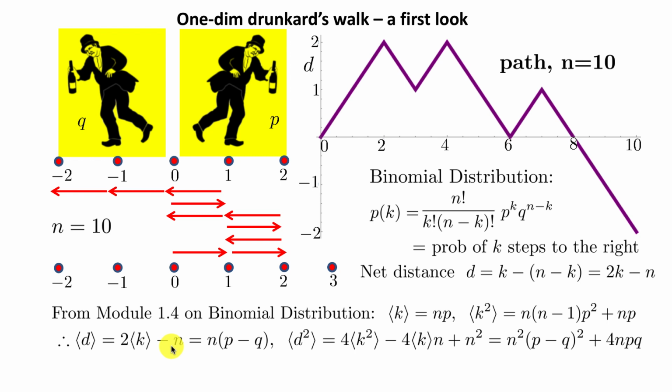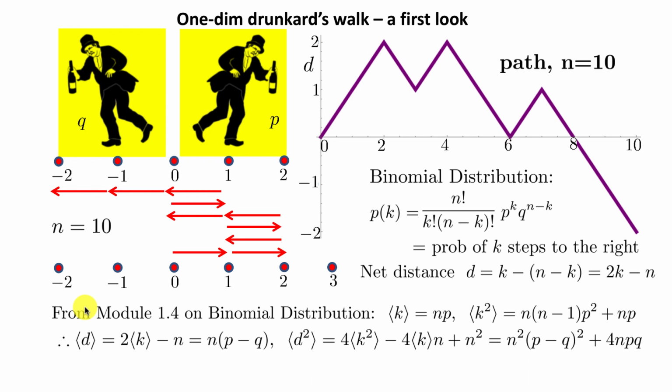Now note over here that if p is equal to half and q is equal to half, then these cancel exactly. And so on the average, this man will travel equally to the right as to the left, but if p is bigger than q, that means there's a greater chance that he'll be to the right, and so the average value of d will be positive.